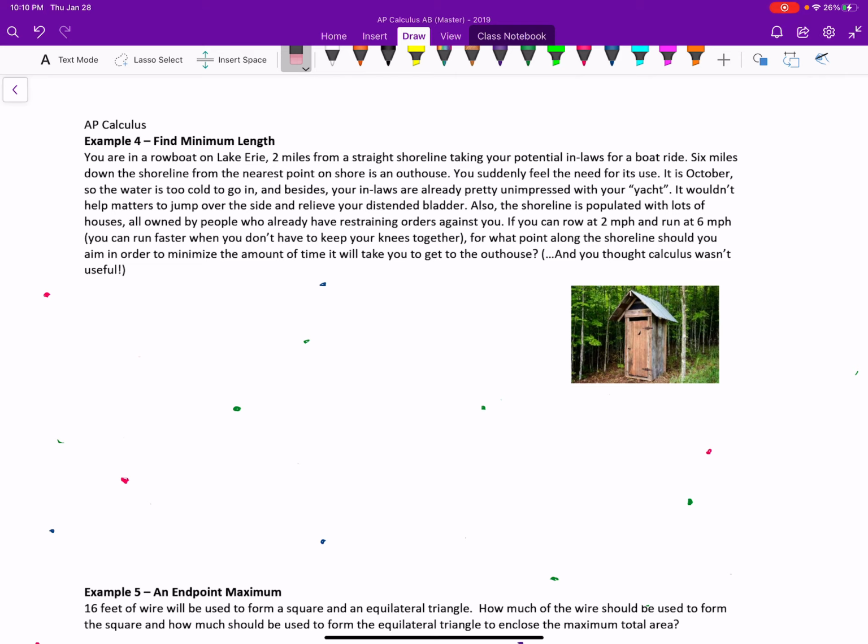If you can row at 2 miles per hour and run at 6 miles per hour, which is, by the way, if you didn't have to keep your knees together, you would probably run faster. For what point at the shoreline should you aim in order to minimize the amount of time? So here's what we want to minimize: time, right? Minimize the amount of time it takes you to get to the outhouse.